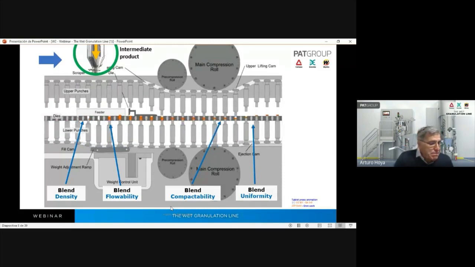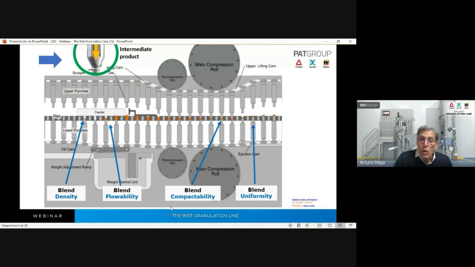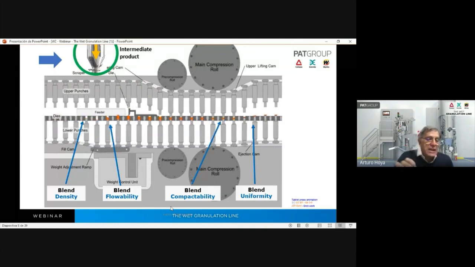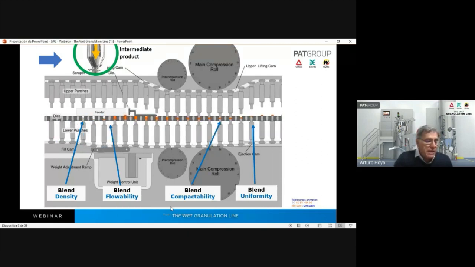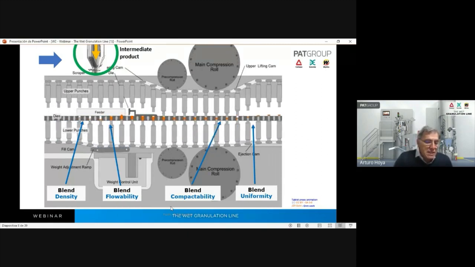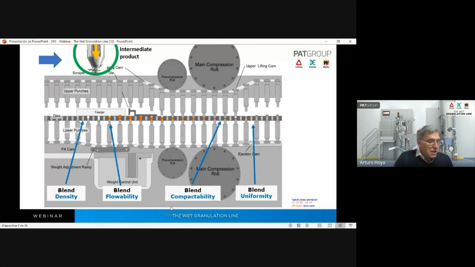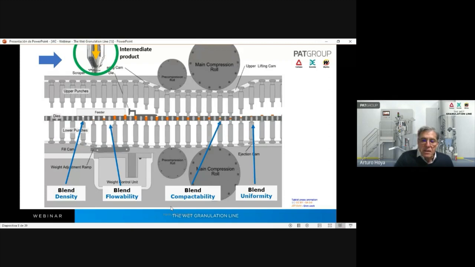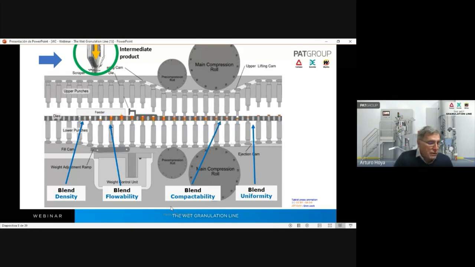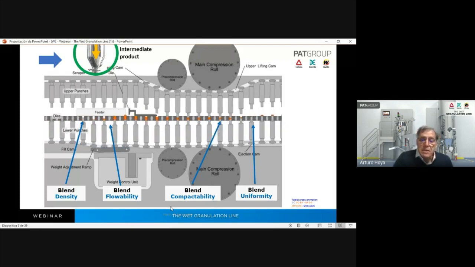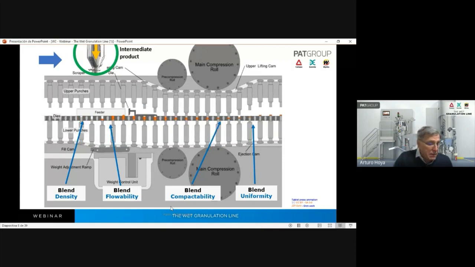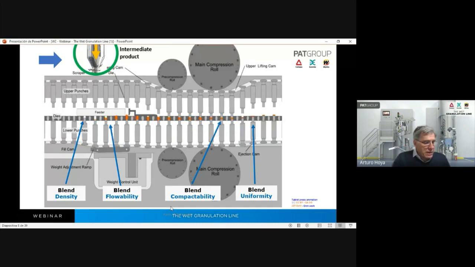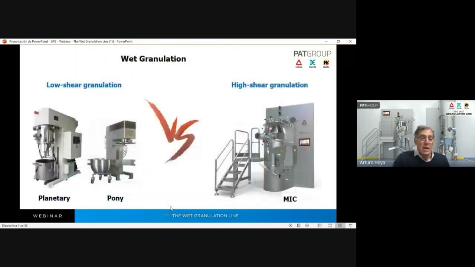So high-speed production and a high-quality product will be reached if and only if the intermediate product has these attributes. It's very important to keep this in mind. The operation of the tableting will be presented in webinar 5. So now let's start with the wet granulation process.